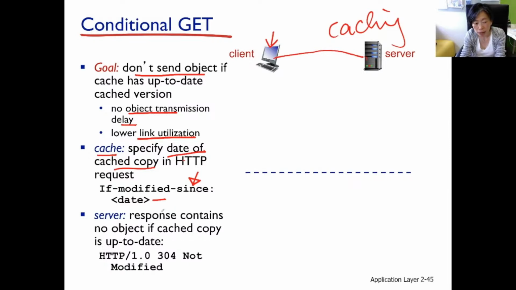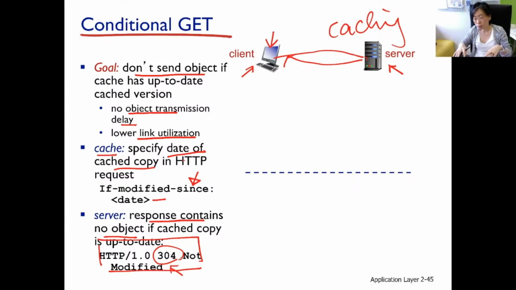Then at the server side, the response will contain no object if the cached copy is actually the most up-to-date, meaning if the copy at the server has not been changed after the date, then there's really no need to send it again back to the client, because the copy right here is already the latest. In that case, a special HTTP response message is sent, and the status line reads: 304 Not Modified. The body of the HTTP response message is empty, so no need to send the object.